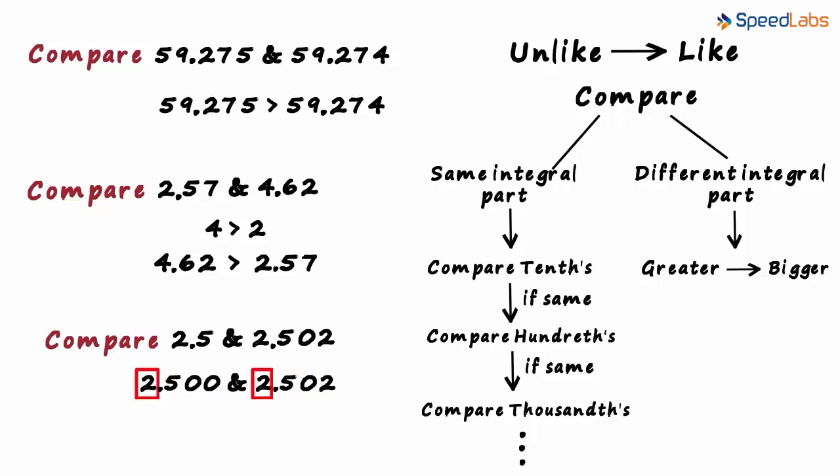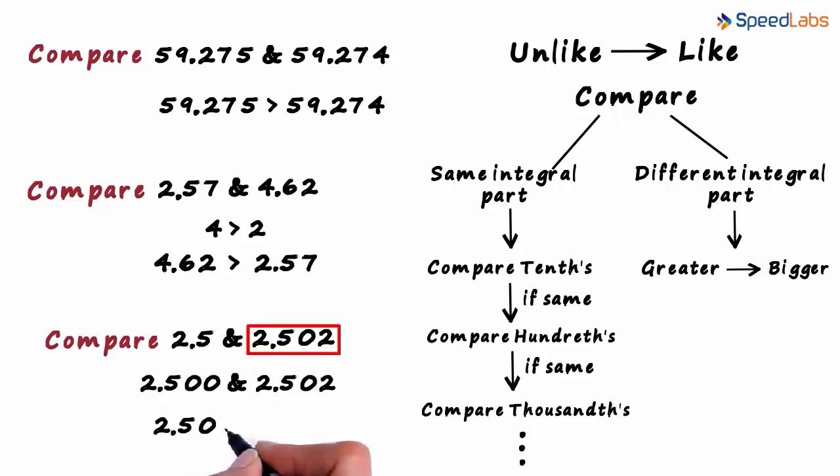As the integral parts are the same, we move on to comparing the digits in the tenths place. As the digits in the tenths place are also the same, we move on to comparing the digits in the hundredths place. That's 0 in each case, which makes us move on to the comparison of the digits in the thousandths place. The digit in the thousandths place of 2.502 is 2, which is greater than 0. We can say that 2.502 is greater than 2.5.